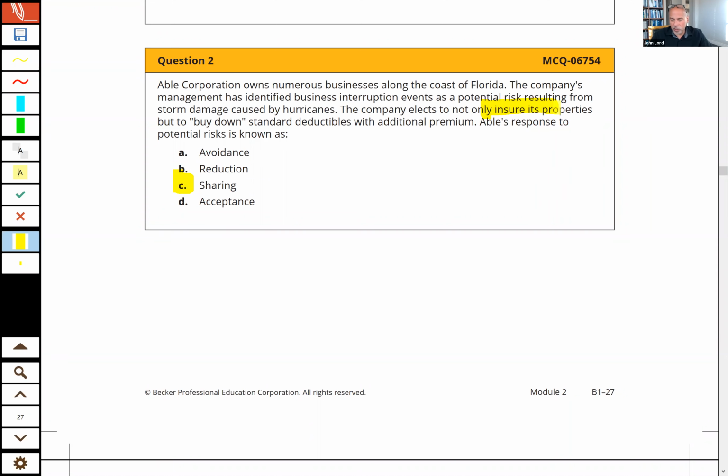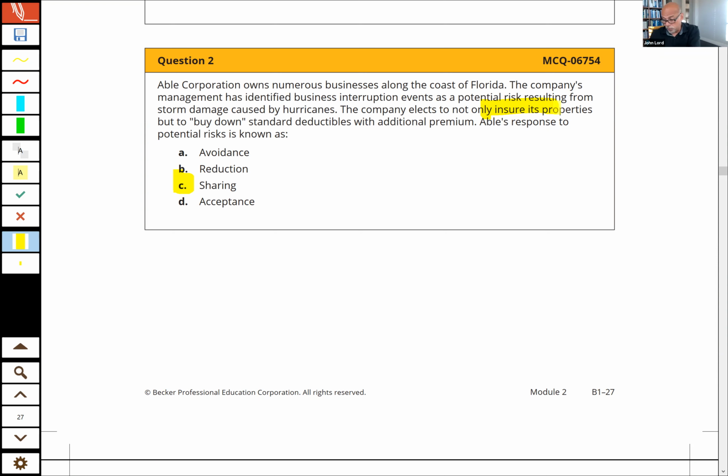So reduction is reducing the impact of the bad thing. Sharing is saying, well, I'll take some of the risk, my deductible, but I'm going to try to push off some of that to the insurance companies by the amount of coverage they give me. And acceptance is doing nothing. You can use a combination of these, right? So you could do some acceptance, some sharing, some reduction, some avoidance, in different parts of the company.